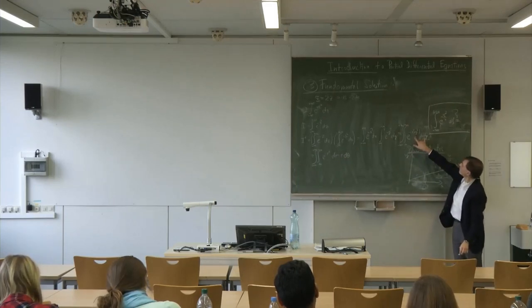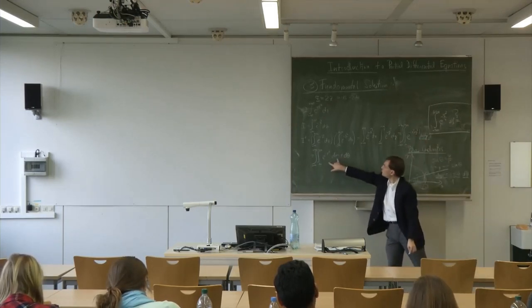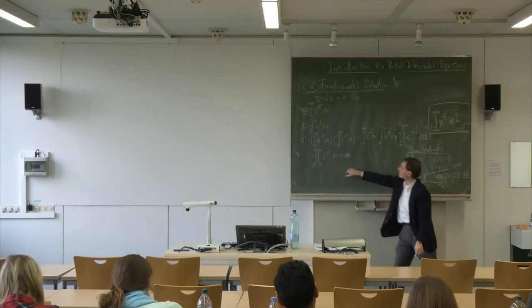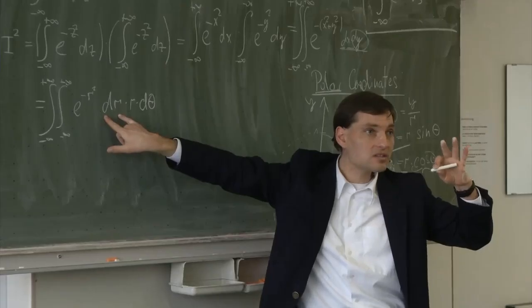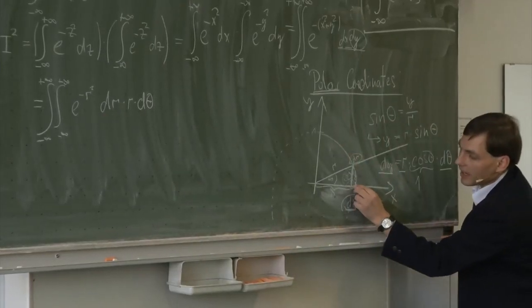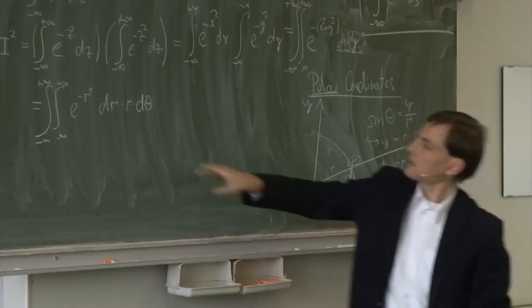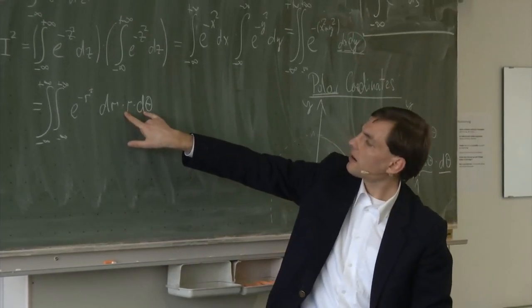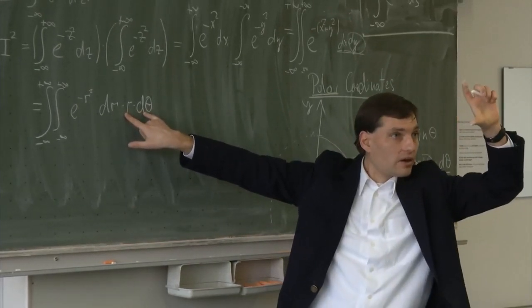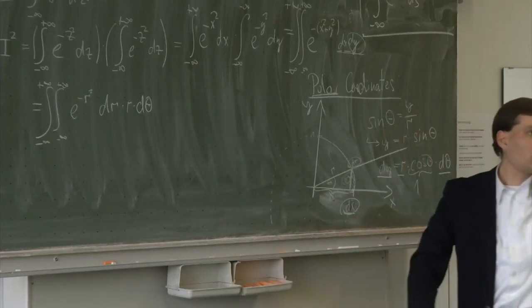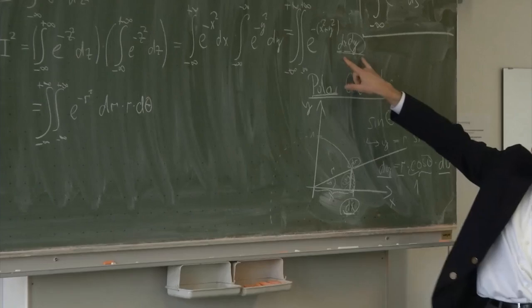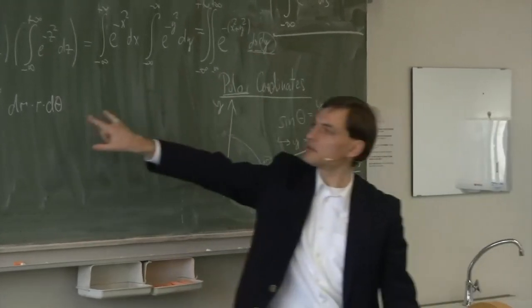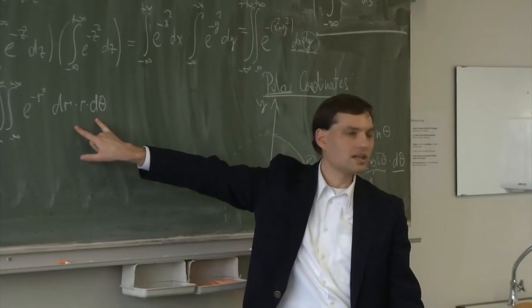Now I have transformed this integral into polar coordinates. Here I have the radius squared, and for dx, we have the change in the radius, dr, right? Here's my radius, and for dy, I can write r times the change in the angle theta. That's the transformation of this integral into polar coordinates.